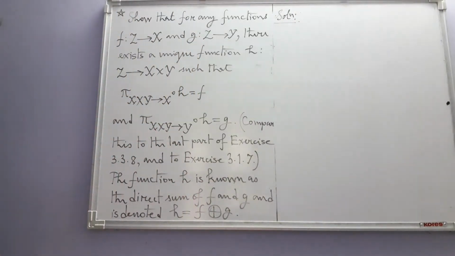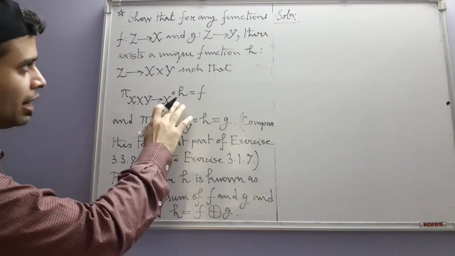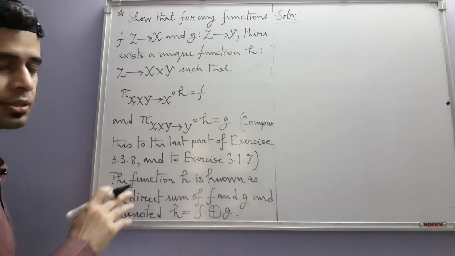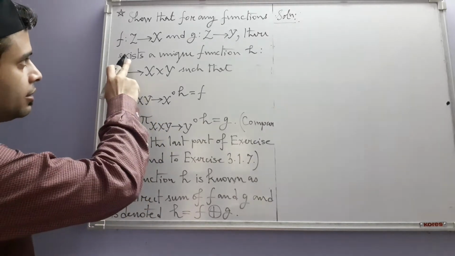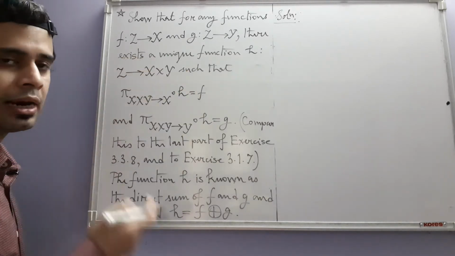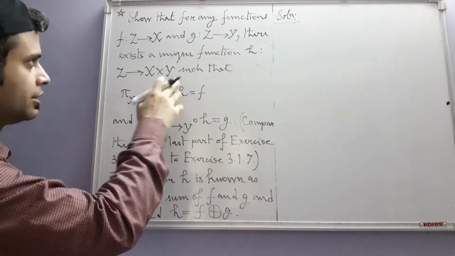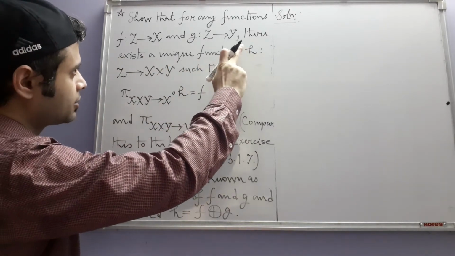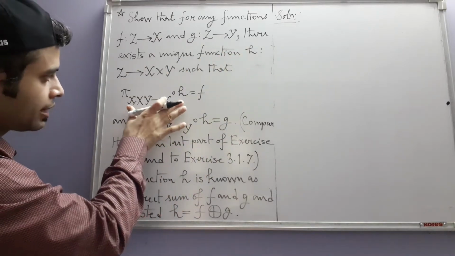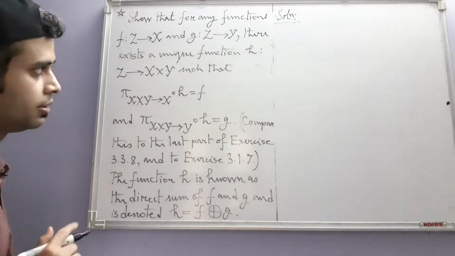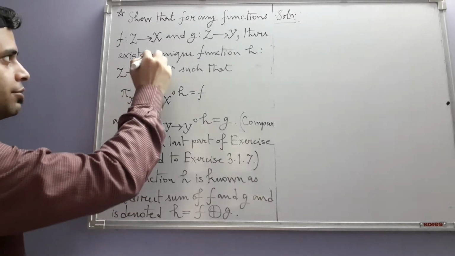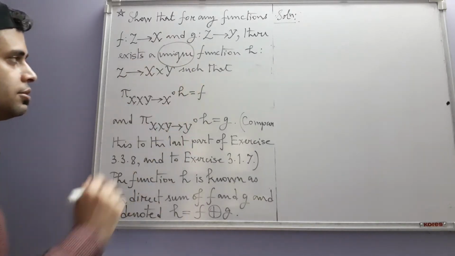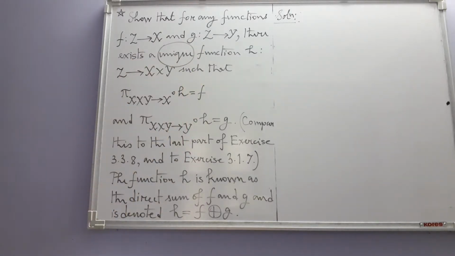So first of all, we have to prove that one such function exists. You understand that there are two parts of this proof or this solution. You have to first of all prove that a function h exists which satisfies these two conditions. Then additionally you have to prove that such a function is unique. There can be only one such h. So let us prove the existence first.